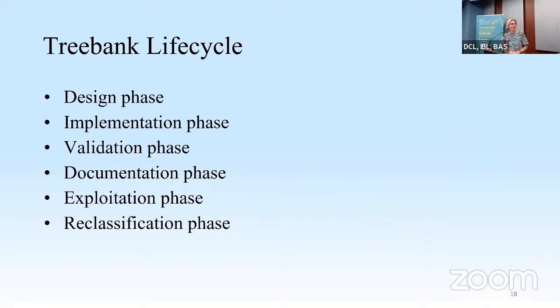Okay, so the life cycle of a tree bank in general is a design phase, implementation phase, validation, documentation, exploitation, and reclassification, because when you use something, it's always not perfect, of course, and you find new arguments in one way or another, so you can reclassify your resource. And that's why, I think for the Dutch tree bank, Alpino, they put on their website who to blame about the tree bank. Not who to praise, but who to blame about their decisions.